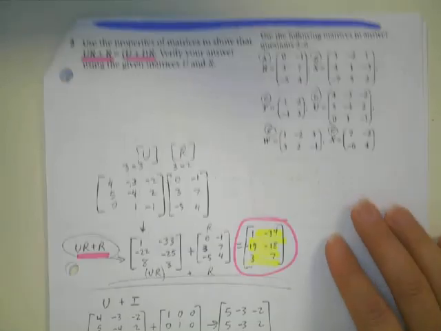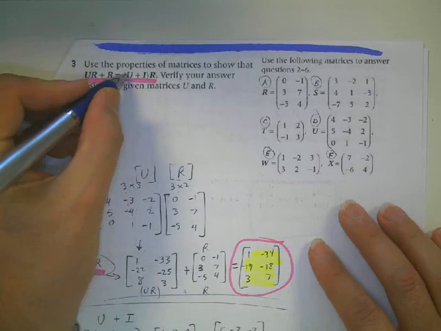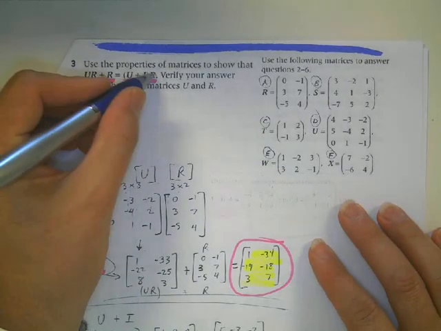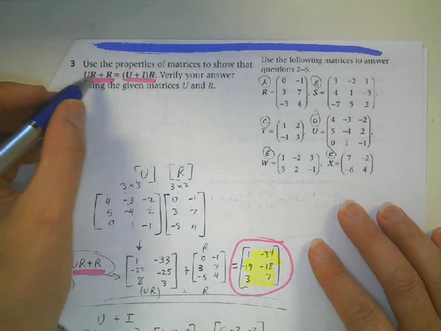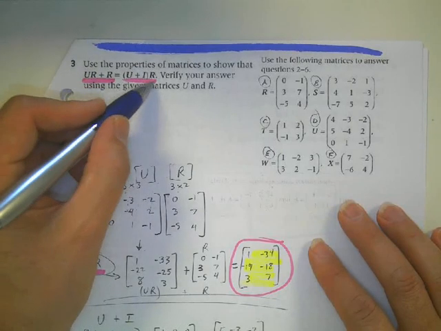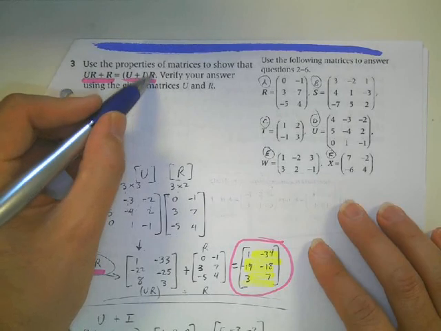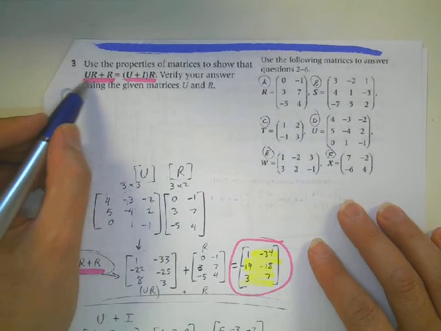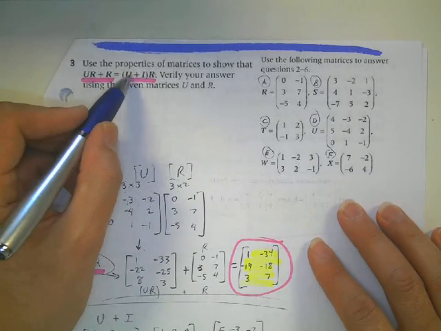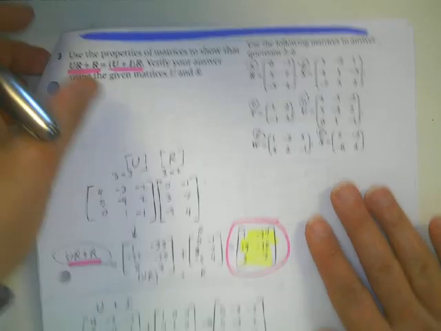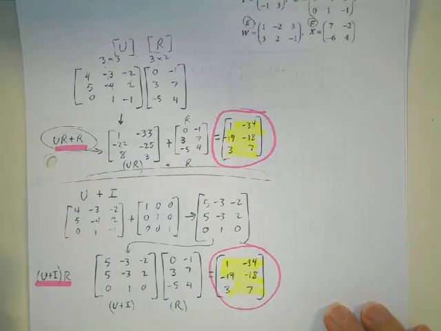R times U is going to give me UR. R times the identity is just going to give me R. That's what's happening. So whenever you multiply a matrix times its identity, you're going to get that matrix again. When you multiply this matrix times that, we're going to get UR. So basically what we just said is if I have UR plus R, that's going to give me the same thing as if I multiply this using distributive property. This is what they wanted you to experiment with.